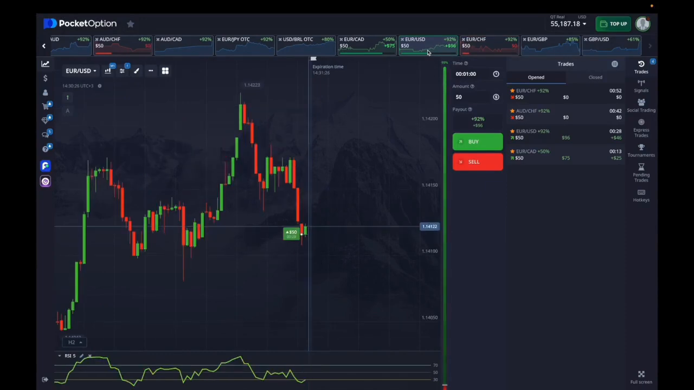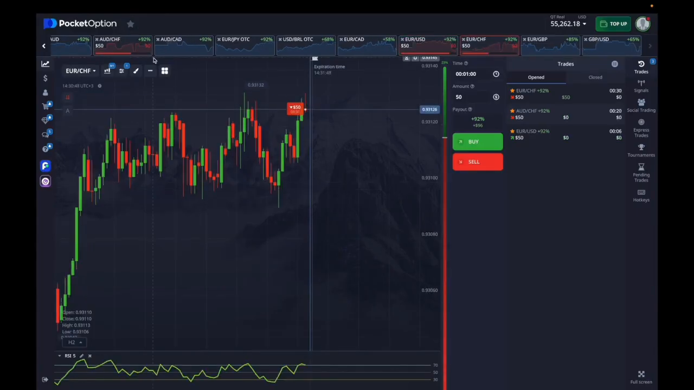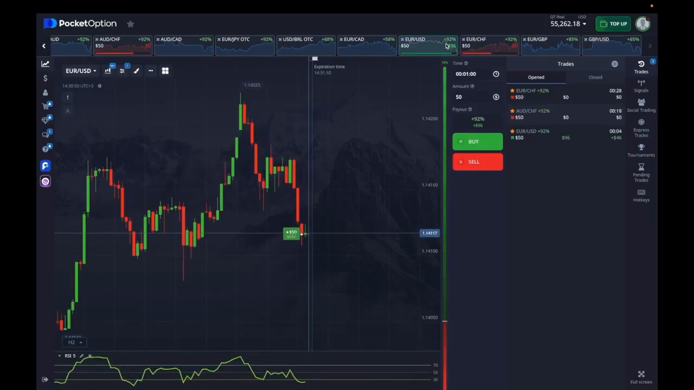Let's take a look. The first trade is Euro to US dollar. There are just a few seconds left until expiration. Literally 2 seconds. Great job. Plus $50. Next trade. Alright. This particular trade, similar to the previous one, also successfully closes in profit.